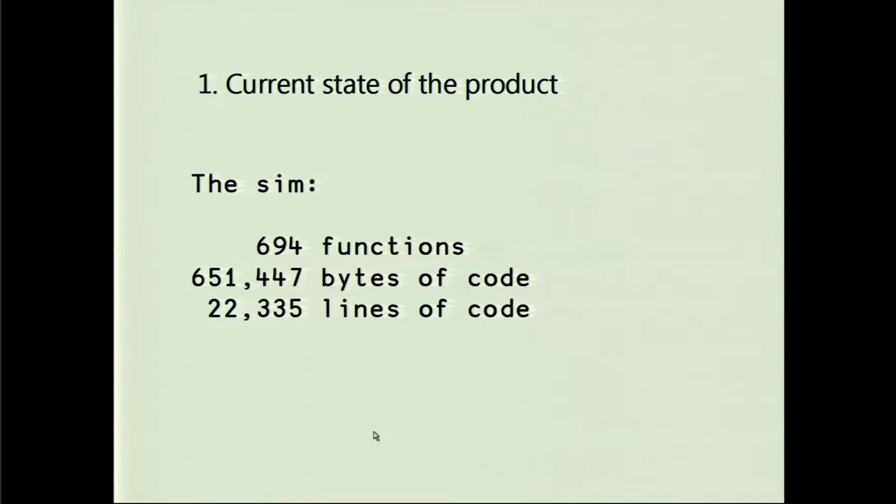The simulator, it's tiny, amazing. We have 651 bytes of code. Well, it fits on a floppy. Yeah, what? A half density, not even a full density floppy, a half density floppy. And 22,000 lines. Of course, there is data. There is 4 gigabytes of data. But that's not code, that's data.